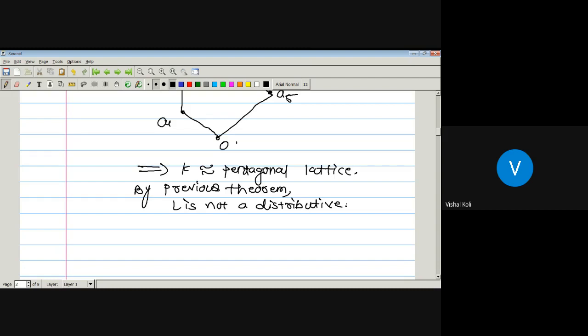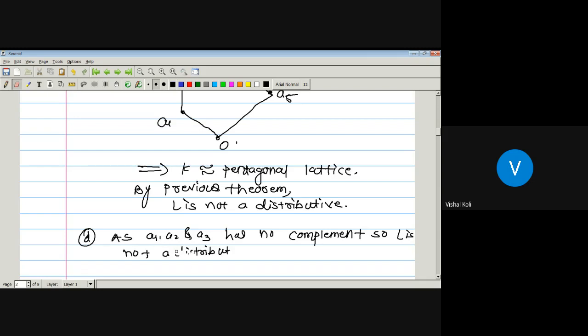Here there are so many elements, that is A1, A2, A3, which have no complement. So as A1, A2 and A3 have no complement, L is not a complementary lattice.